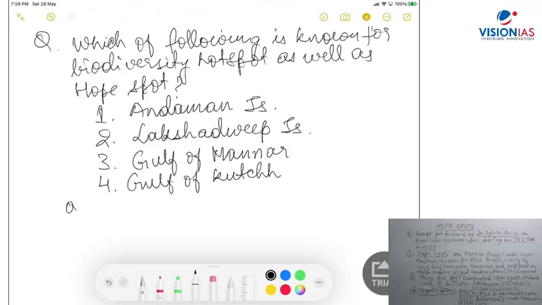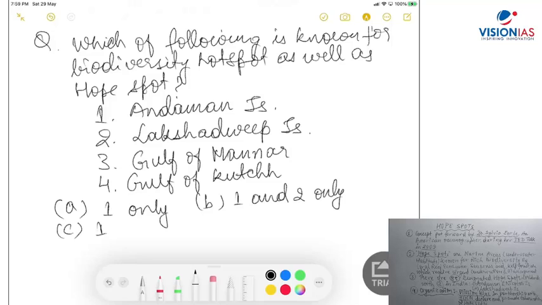And let's say the options I am giving here: A, one only; B, one and two only; C, 1, 2 and 3 only; and D, 1, 2, 3 and 4. So what will be the answer here? It's a very simple, direct question. What will be the answer here?